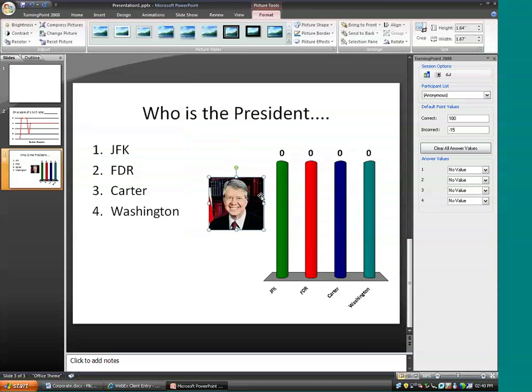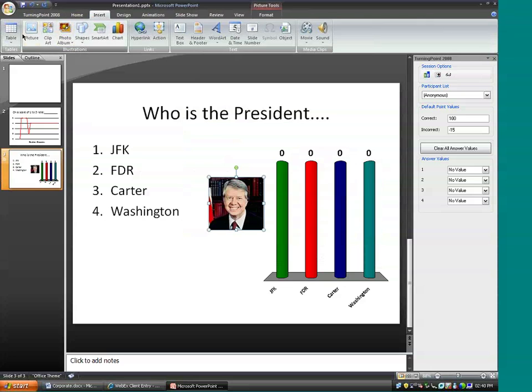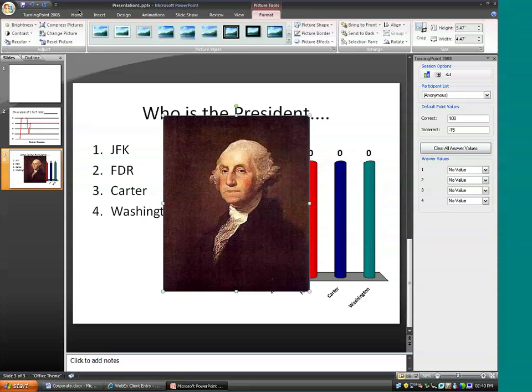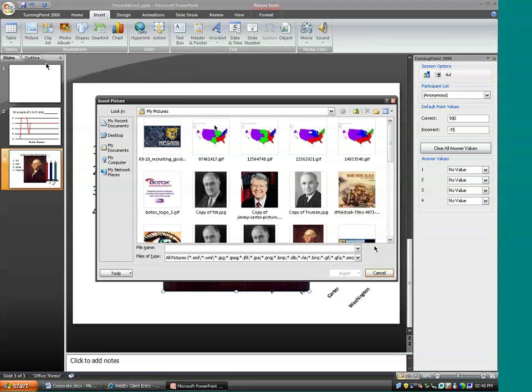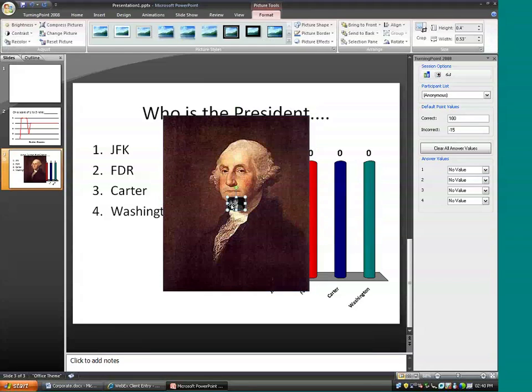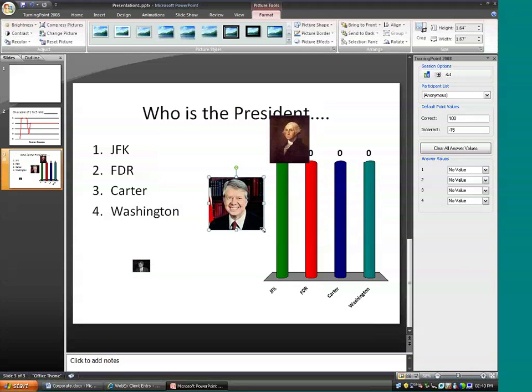And Carter. I have George Washington, and I also have JFK in here somewhere. There he is. All right, now, of course, my next step is to go ahead and size these pictures and arrange them in the order that I want them to be answer choices. So my first person up there is JFK.